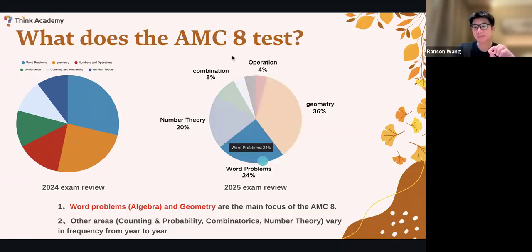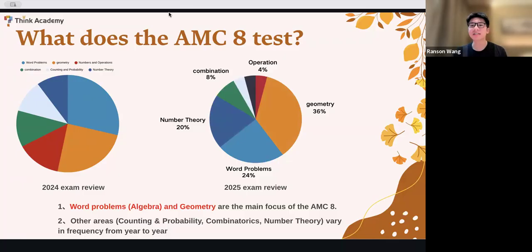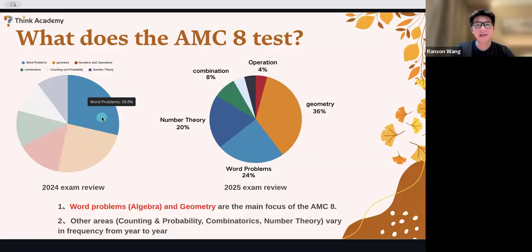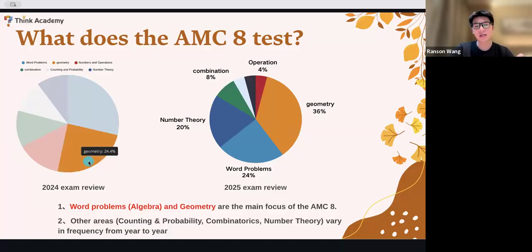And the second one is word problems. So every year, it's either geometry or word problems. They are the top one or top two. Those two modules, I would say you have to pay special attention to: geometry and word problems. Last year, word problems ranked at the top and geometry ranked second. So it's always those two modules competing for who's the top one.